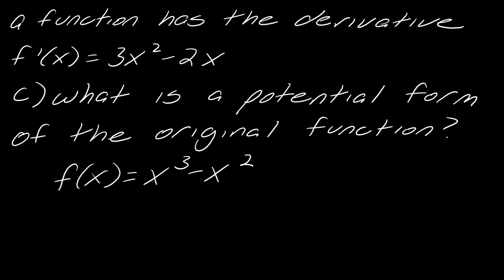Now, there is a problem with this, and as far as you can go with this, would be, what if there was some constant? There's no way for us to figure that out right now, right? So we would just write a plus c, and this would be the best potential form of the original function. It would look like this.